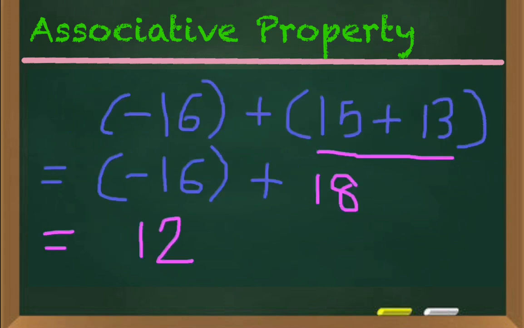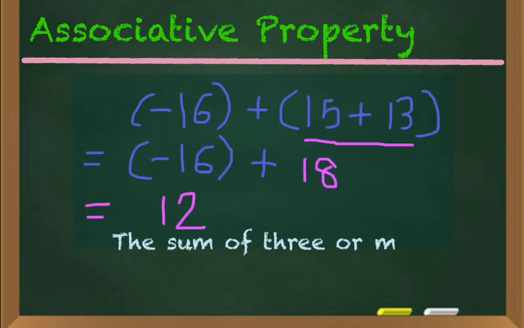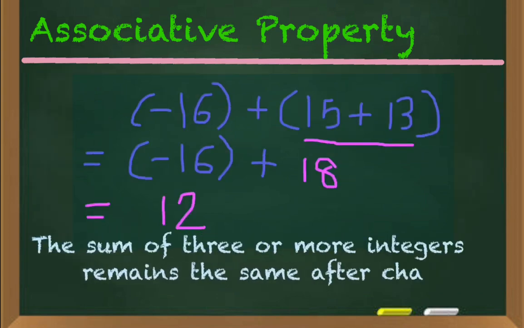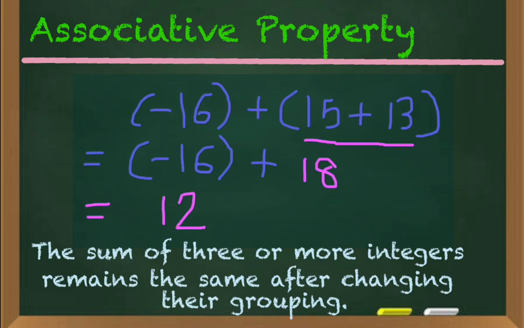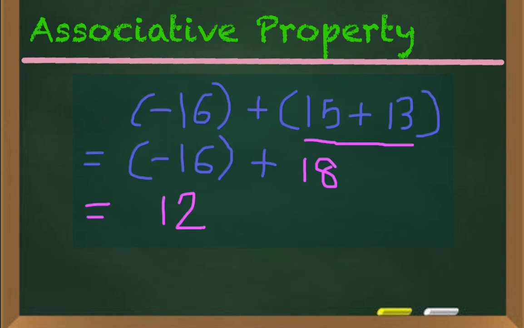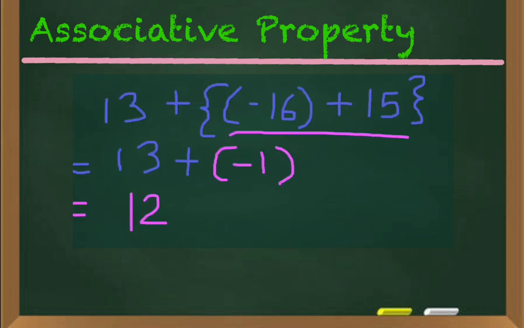So that means that the sum of 3 or more integers remains the same even if their grouping is changed. That is, if I am adding -16 with 15 with 13, then I am getting 12, and after adding 13 with -16 plus 15, then also I am getting 12.